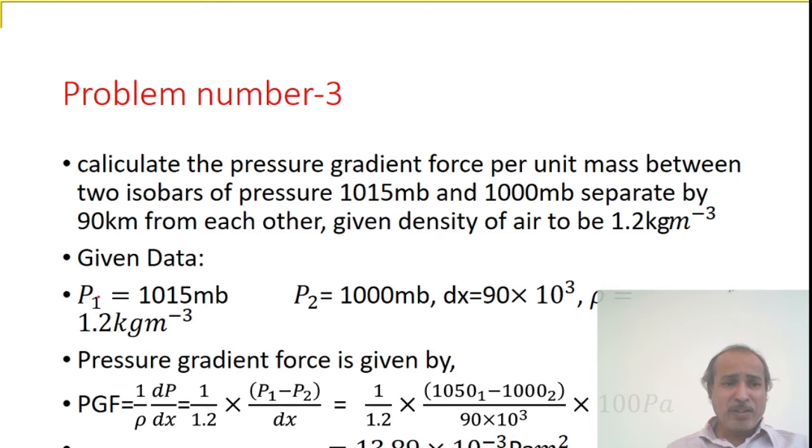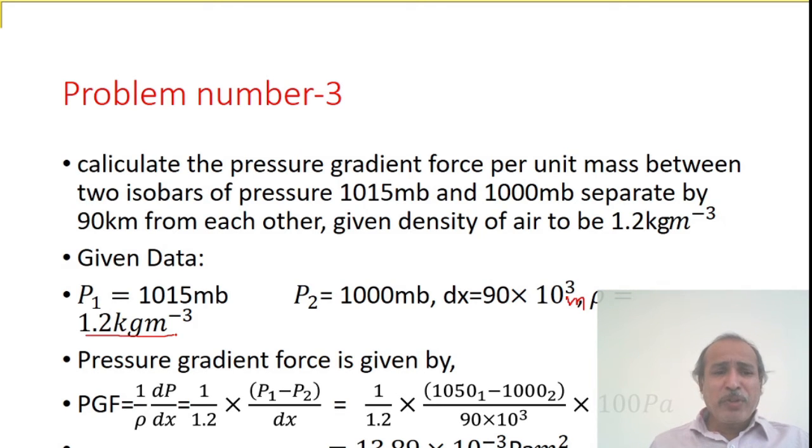Now collect the given data. Let the first isobar pressure be P1: 1015 MB. Next, the second isobar pressure P2: 1000 millibar. The two isobars are separated by dx equals 90 kilo, meaning 90 times 10 to the power of 3 meter, and rho equals the density, 1.2 kg per meter cube. So this is the given data of the problem.